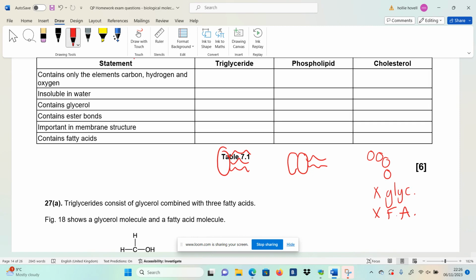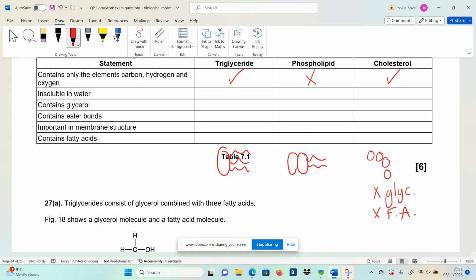So the first statement was that it contains the elements carbon, hydrogen, oxygen. So triglycerides, we know the glycerol is just made of those, that's fine. The fatty acids are just basically hydrocarbons with carboxylic acid, so yes, that's fine. Phospholipid can't be that because we know it's got a phosphate, which is a P. It's definitely not going to be that one. Cholesterol, we don't really know much about the structure, but we have actually seen one in a previous question, so we could look that up. And one of the similarities that we pointed out was that it's still made of carbon, oxygen, hydrogen.